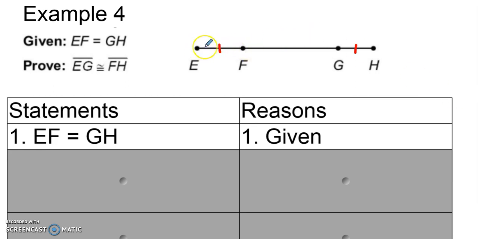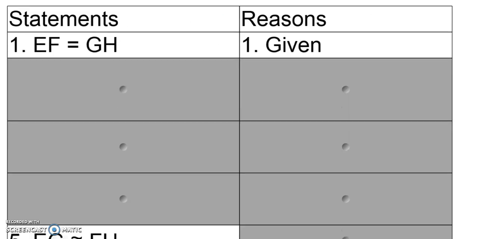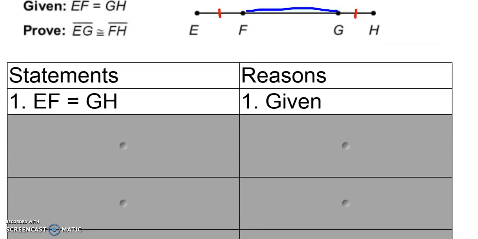So I have EF is congruent to GH, and I'm trying to say that EG is congruent to FH. So notice that both of them have this little part in the middle. And that's really the only difference between these two segments right here. So eventually, if I have this on both sides, that's going to help me because this really is the same segment. So we start out with our given, we end with our proof, and then we're trying to fill out in between.